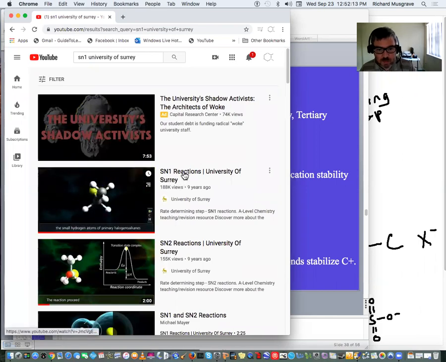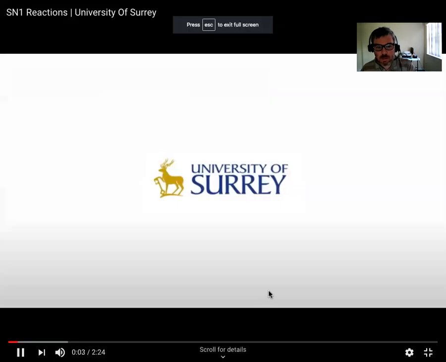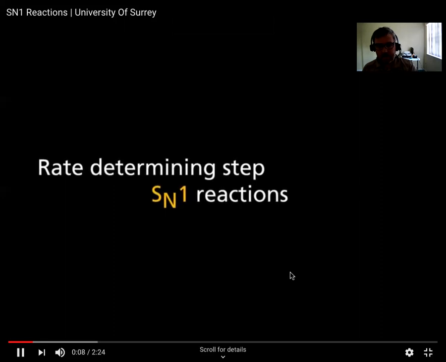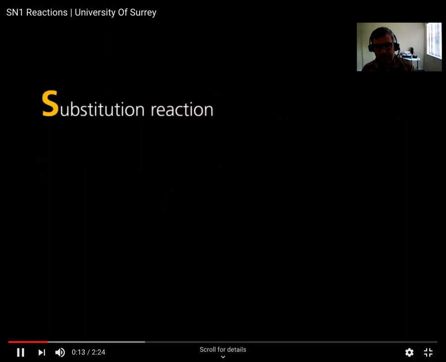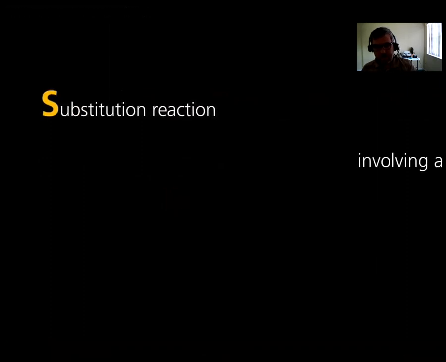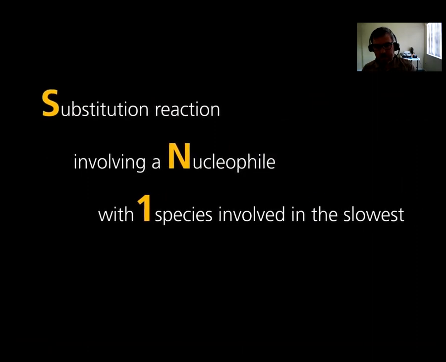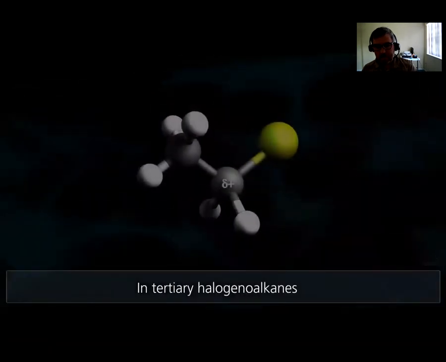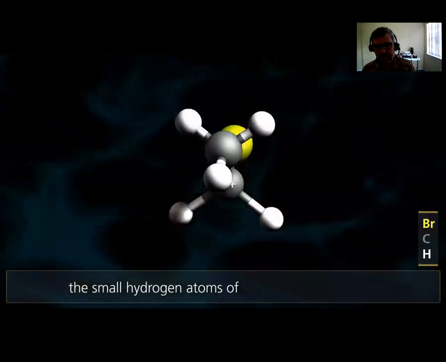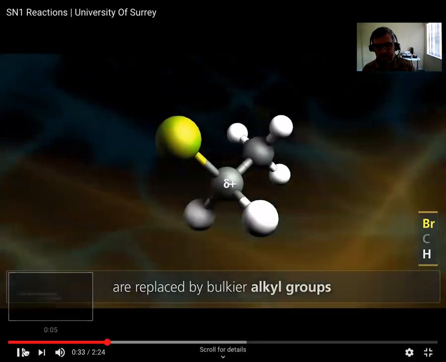So let's look at the Sn1. Now this is a little bit different, just a little bit. Tertiary halogenoalkanes undergo Sn1 reactions, where S indicates a substitution reaction is occurring, N indicates that a nucleophile is involved, and 1 indicates that only one species is involved in the slowest rate-determining step. In tertiary halogenoalkanes, the small hydrogen atoms in primary halogenoalkanes are replaced by bulkier alkyl groups.